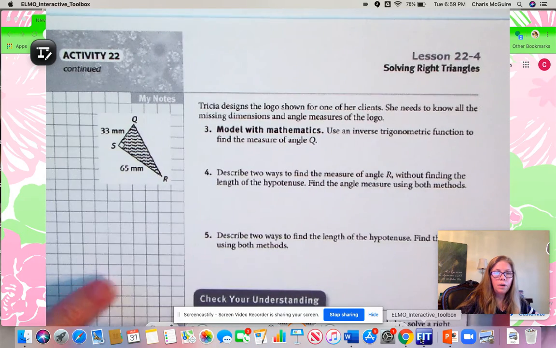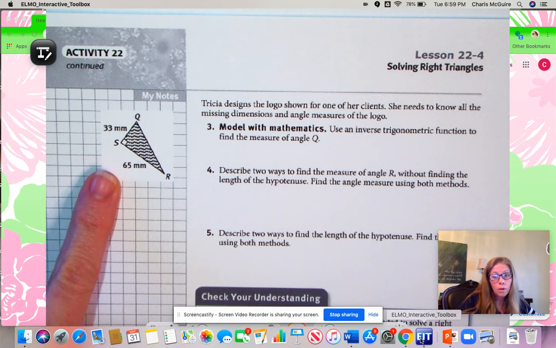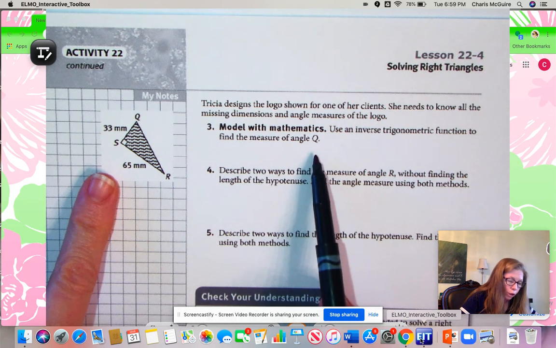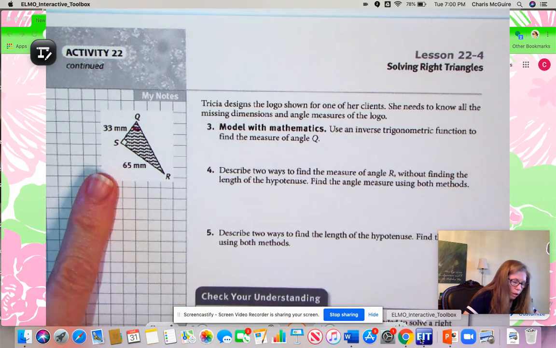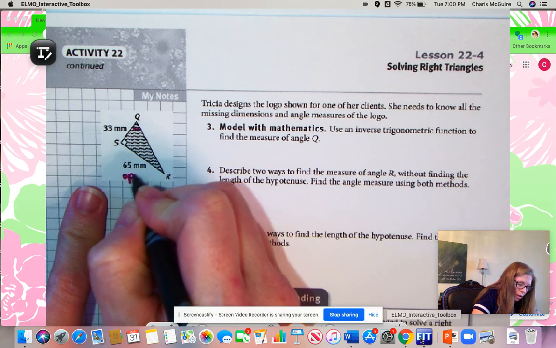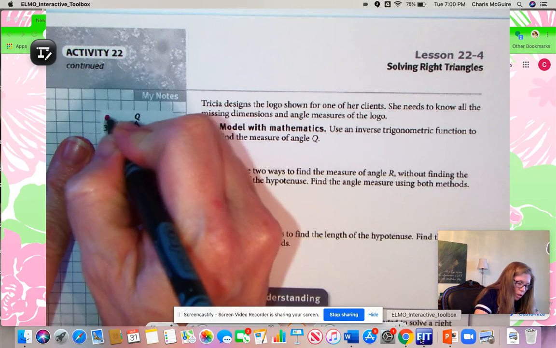And here we go up at the top. Trisha designs the logos shown for one of her clients. She needs to know all of the missing dimensions and angle measures of the logo. So here's her logo over here. Of course, it's a right triangle. It says use inverse trig functions to find the measure of angle Q. So when you look at angle Q, you are given the 65 millimeters, which is opposite, and you are given the 33 millimeters, which is adjacent.